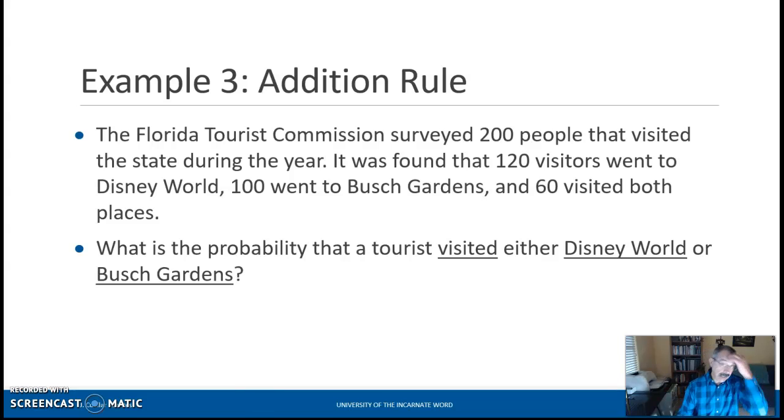Let's look at another example. In this case, the Florida Tourist Commission surveyed 200 people that visited the state during the year, and they found that 120 visitors went to Disney World, 100 went to Busch Gardens, and 60 visited both places. The question is, what is the probability that a tourist visited either Disney World or Busch Gardens? So the events of interest are visited Disney World or visited Busch Gardens.